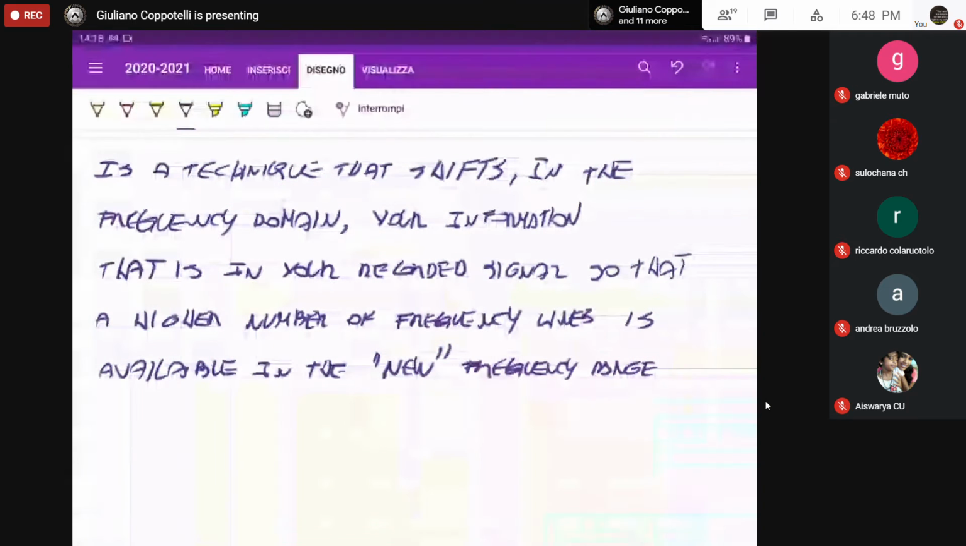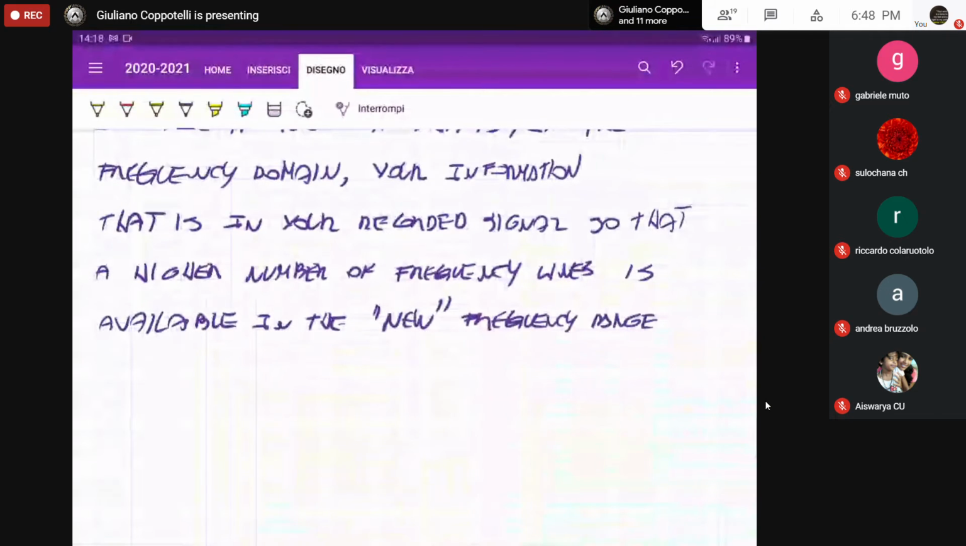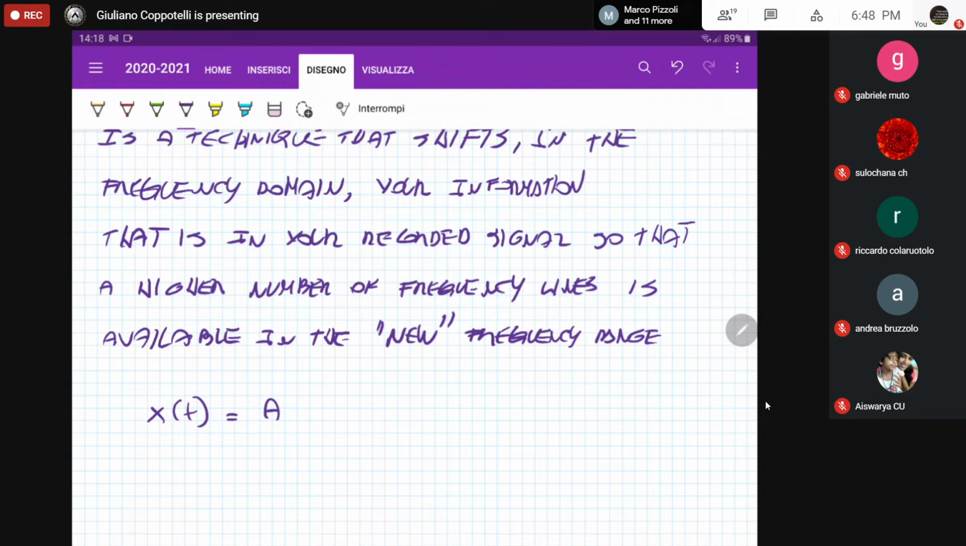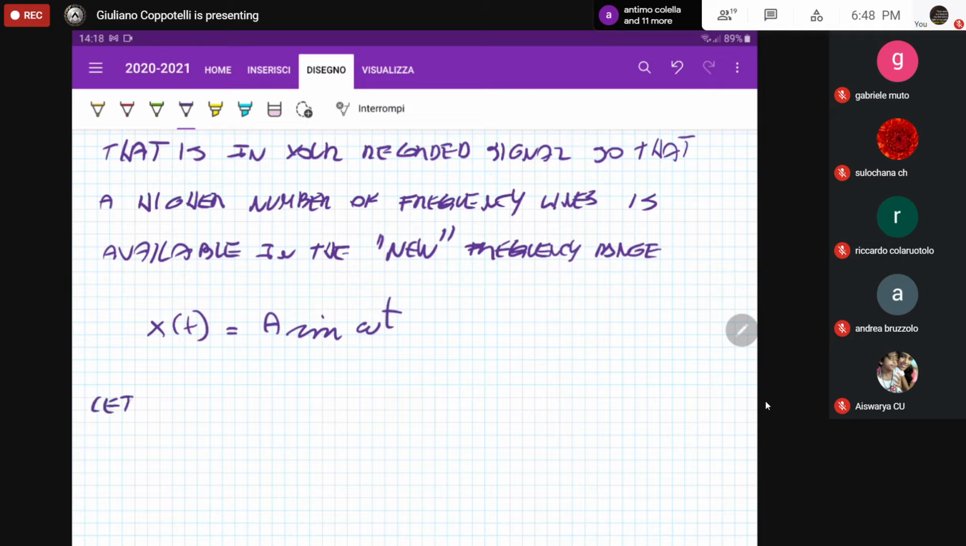How can we describe this zooming technique? Let's assume that we have a signal, whatever signal, very easy. This signal is in the time domain. It is a sinusoidal, harmonic wave with an amplitude A and a frequency omega. Now let's introduce one more signal. Let me call that X star, time domain again, that is equal to an amplitude 1 times cosine of a different frequency, omega 1.